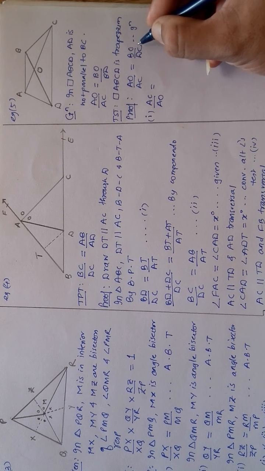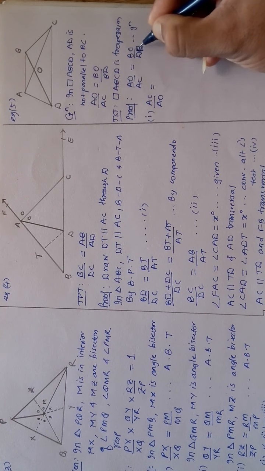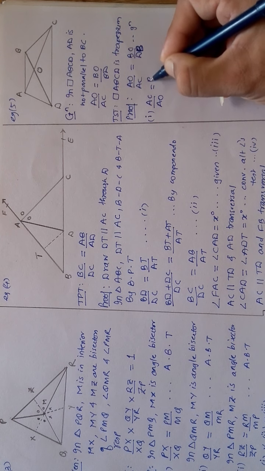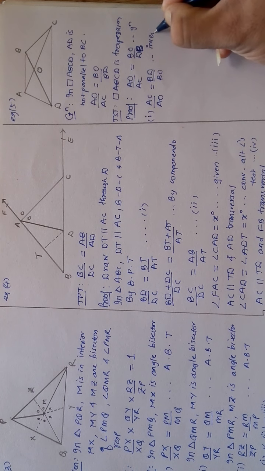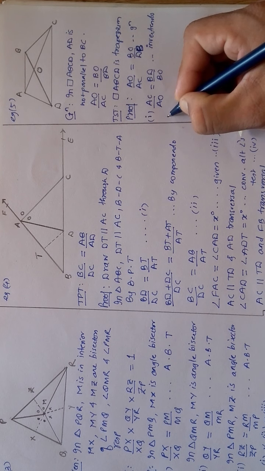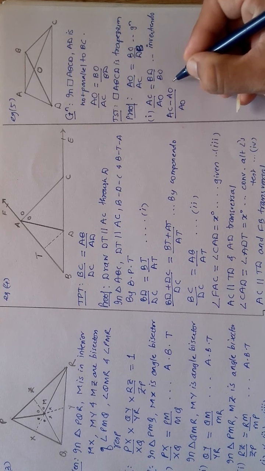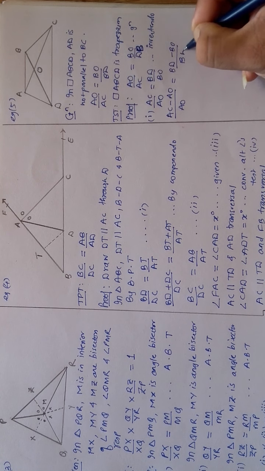See here, I have written DC. How did DC come? It is BD. While writing I make such mistakes. Now this will come as BD is to BO. This is invertendo. Agreed? Now AC is to AO, right? So now I am carrying out dividendo in this. So I get AC minus AO is to AO is BD minus BO is to BO.